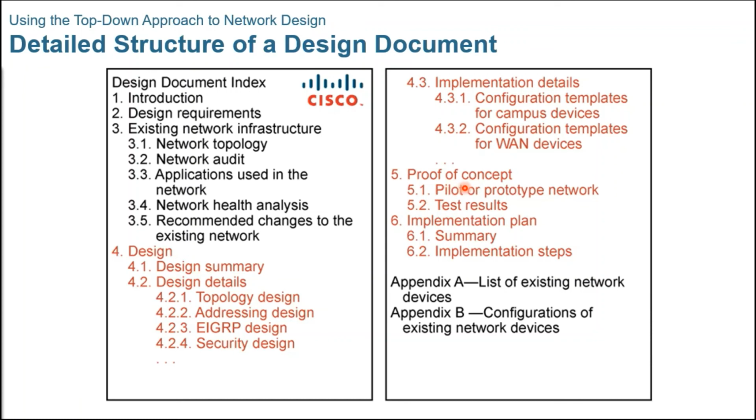You also have the proof of concept. This section describes the pilot or prototype network verification test results. You also have the implementation plan. This section provides the implementation details that technical staff need to carry out the implementation as smoothly as possible, without requiring the presence of the designer. And you also have the appendices, which usually include lists and optionally configurations of existing network devices.